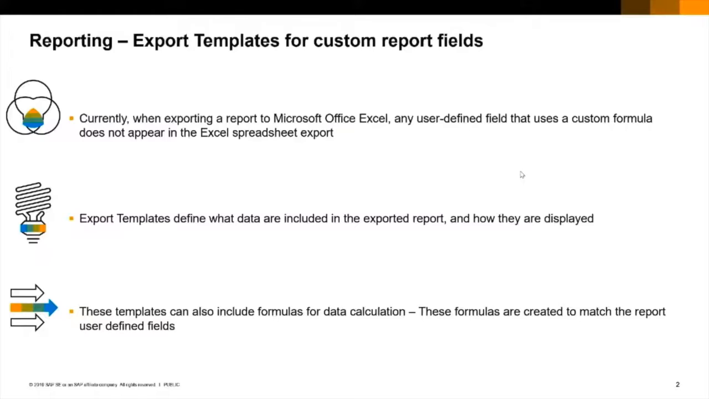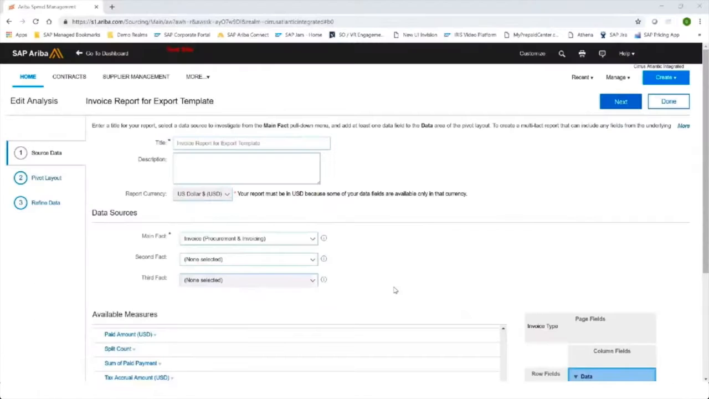Export templates can be used to define what data is included in the exported report and how that data is displayed. These templates can also be used to include formulas, so when you extract the report, the data for the custom field will be available in the exported spreadsheet. Now I will walk through an example of how to create a custom export template.